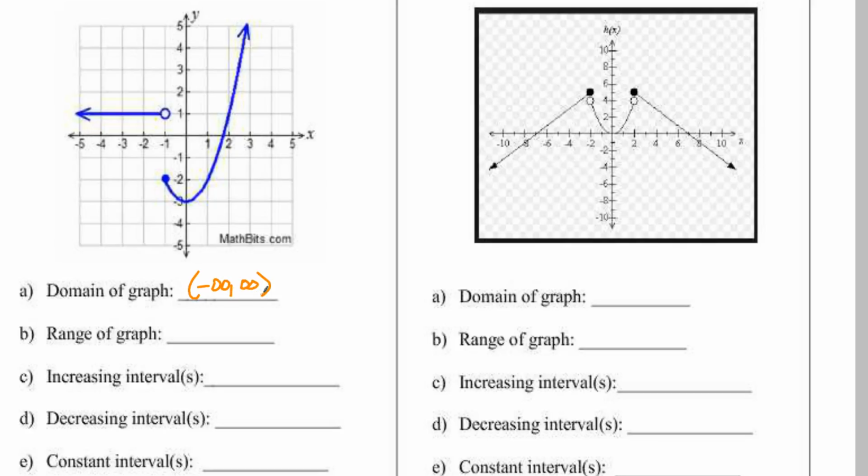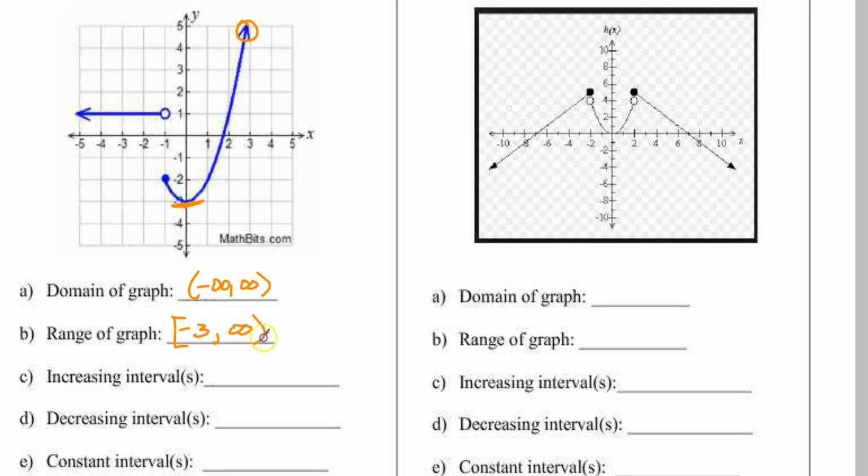The range are the y values. So my graph, the lowest value of my graph is right here, which is at negative 3. That's going to be a bracket because the function exists at negative 3. And it goes up forever.